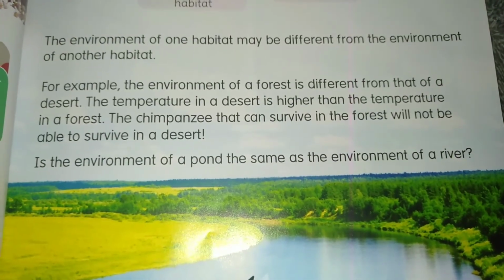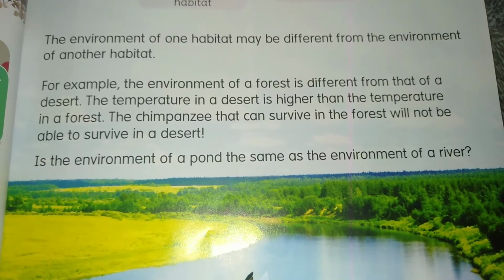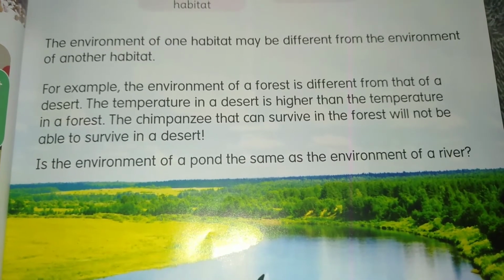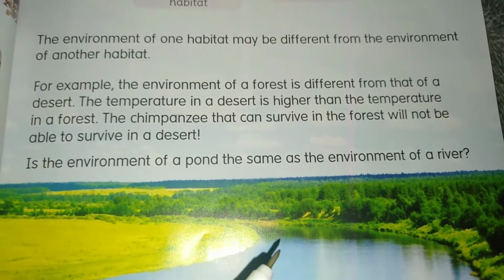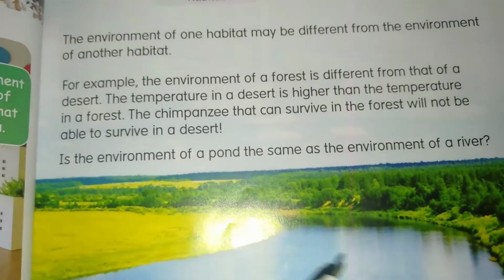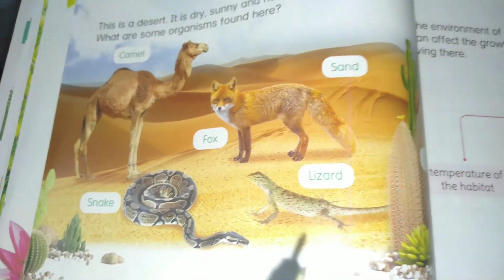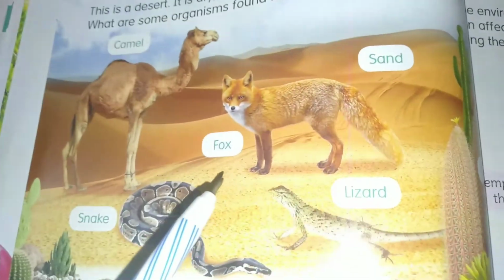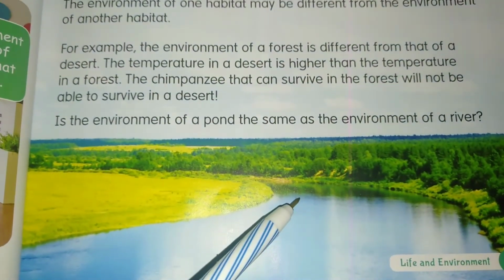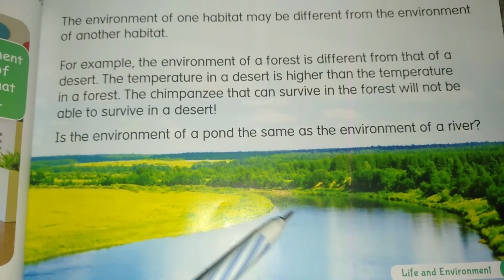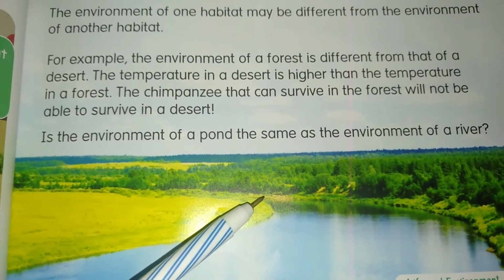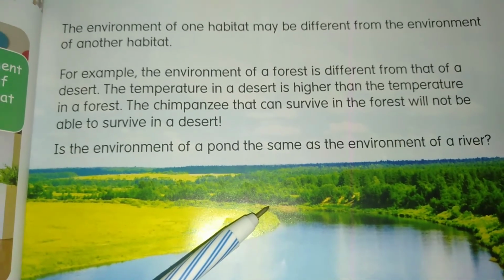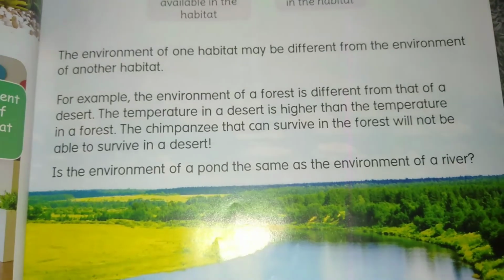The chimpanzee that can survive in the forest will not be able to survive in the desert. If you put the chimpanzee here, the chimpanzee will die. But if you put the chimpanzee here, it will survive. So that's the difference. Is the environment of a pond the same as the environment of a river?